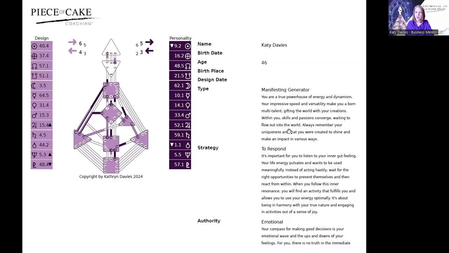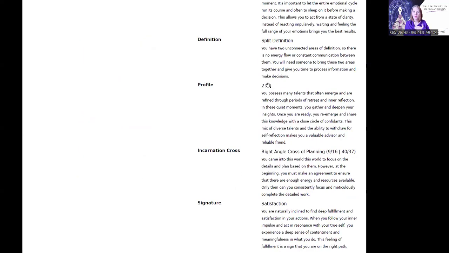But to start with, just read the little descriptions on here and get used to the language that is on your chart. So for me, my type is manifesting generator, my strategy is to respond, my authority is emotional. If you just start to learn those main words there, my profile is 2/4, definition is split definition. Don't worry so much about the incarnation cross, signature, satisfaction.